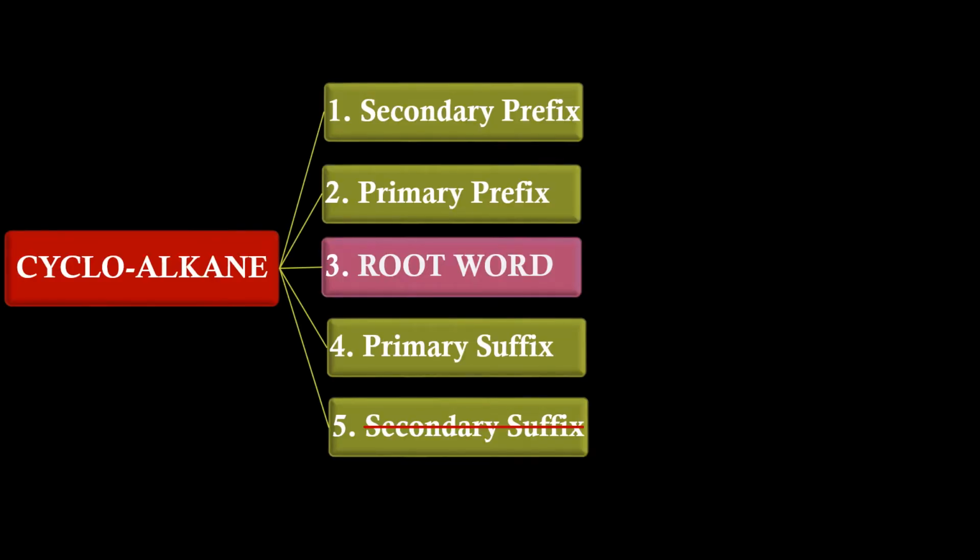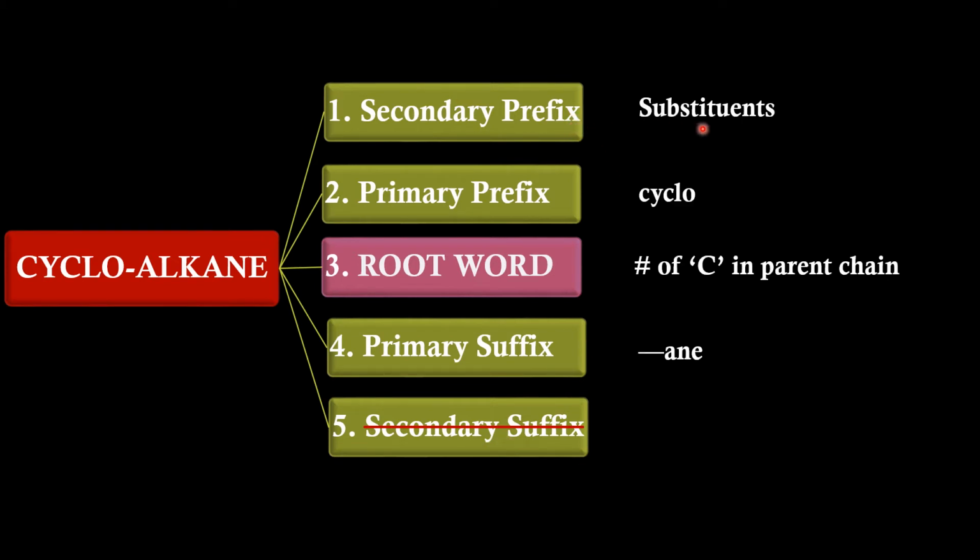IUPAC nomenclature of cycloalkane includes the first four units of the IUPAC name, except the secondary suffix. Secondary prefix indicates all the substituents present in the system. Primary prefix indicates that it is cyclic in nature. Root word indicates the number of carbon atoms in the parent chain. Primary suffix is indicated by ane.